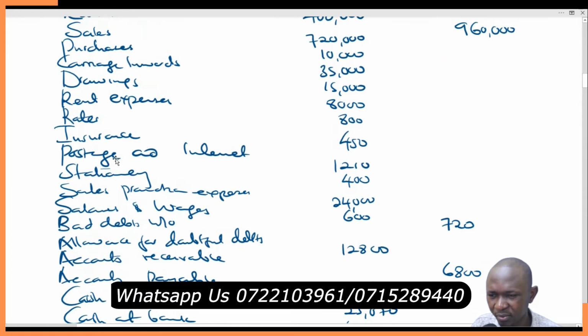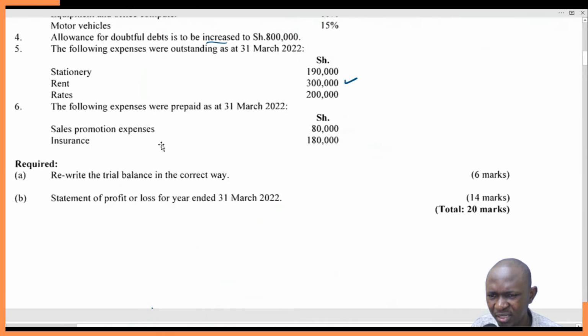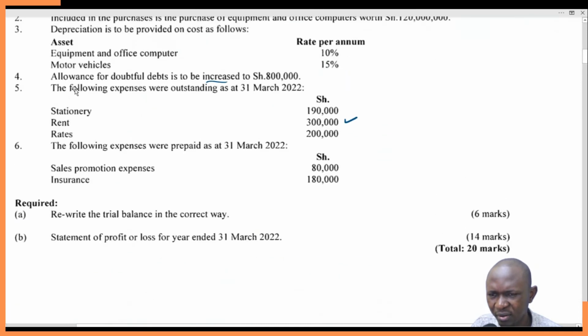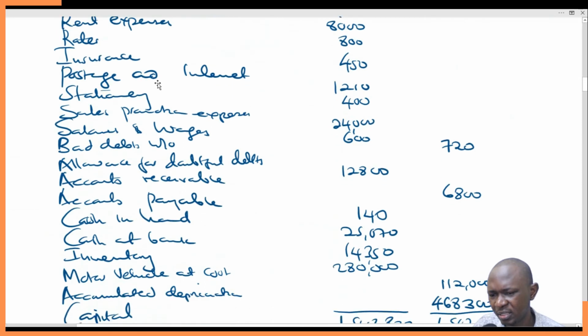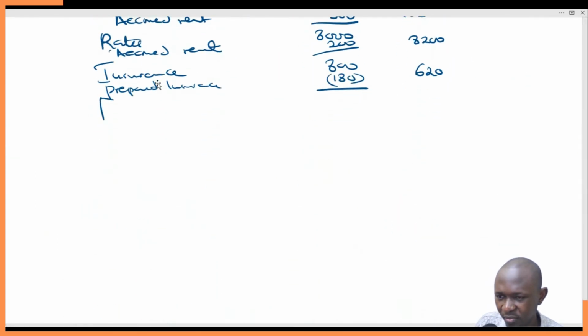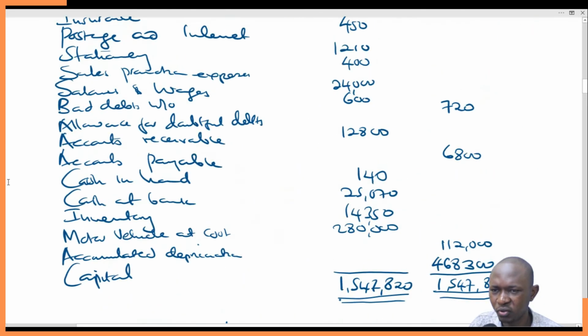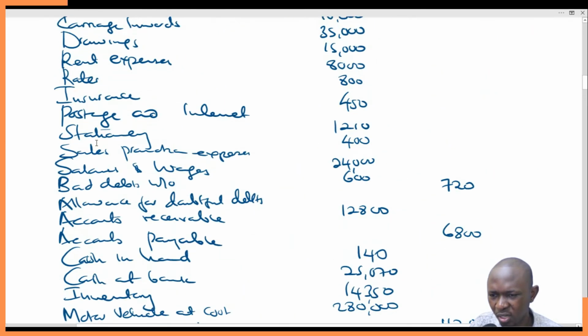Postage and Internet 450. Do you have anything on Postage and Internet? I doubt. Yeah, we don't have anything. So we pick it as it is. Postage and Internet 450. Now realize because this doesn't have workings, I'm pushing it straight to the outermost column.